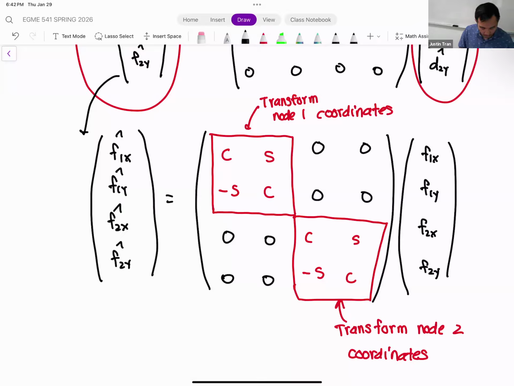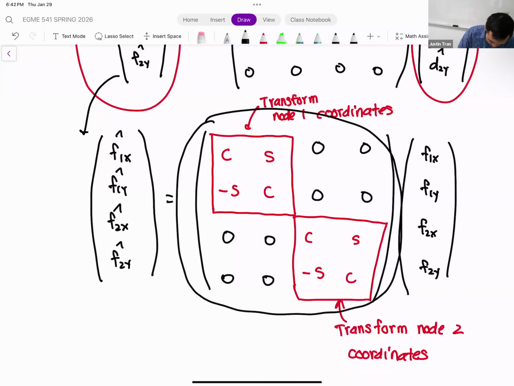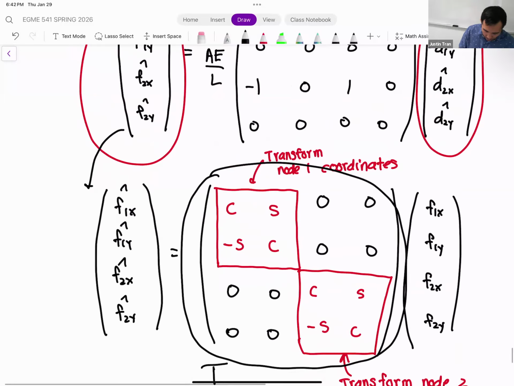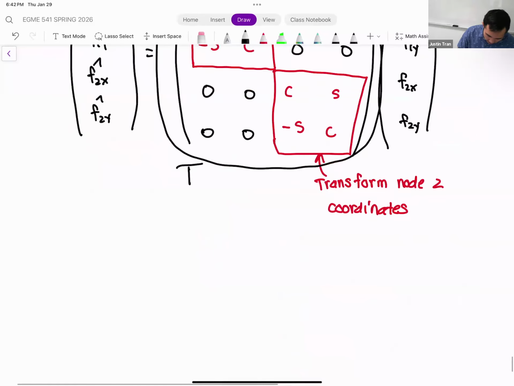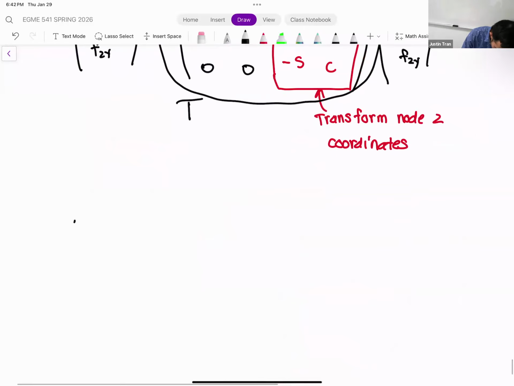Just for the sake of simplicity, I'm going to call this big chunky matrix big T. As you can imagine, we're going to apply one big T on the left-hand side and another big T on the right-hand side. So let's go ahead and plug that in. We have big T, and let me underline it just to denote that it's a matrix.